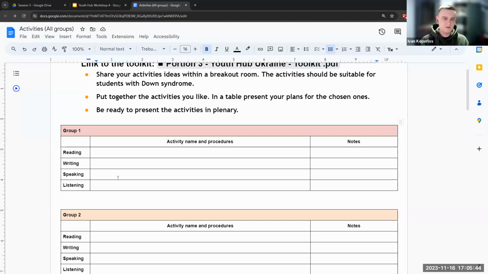So you've got the idea of what Down syndrome is, you've got the idea of what kind of activities these might be. So please share your activities in breakout rooms, and then please choose a presenter, or maybe a couple of presenters, and share them in a plenary after you come back. So how much time would you need for that? Can you let me know?